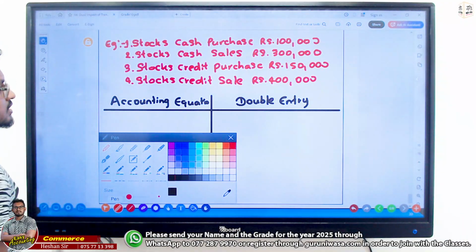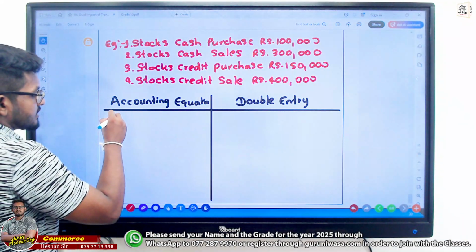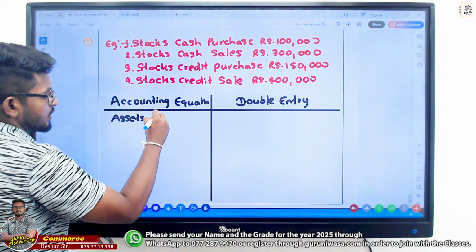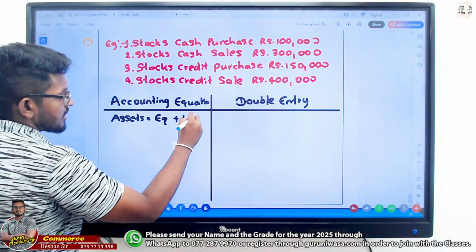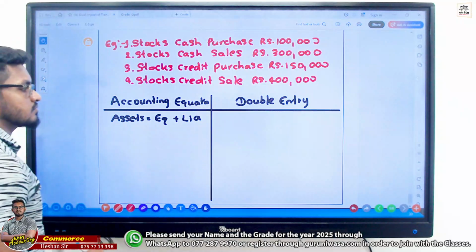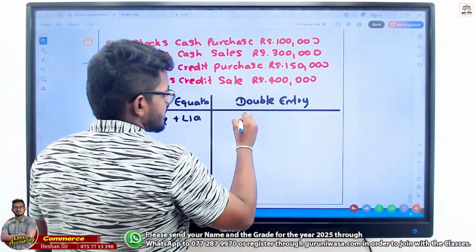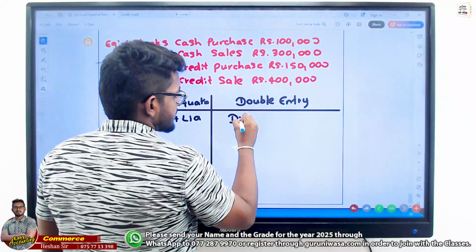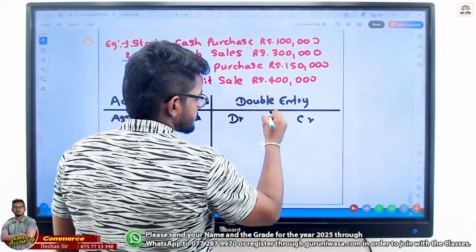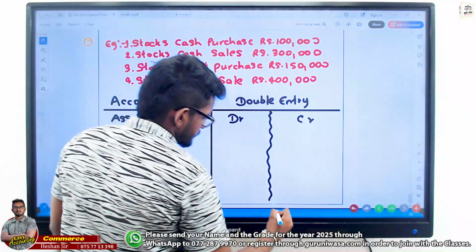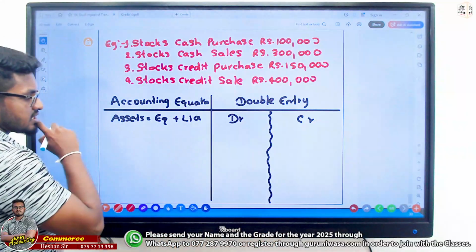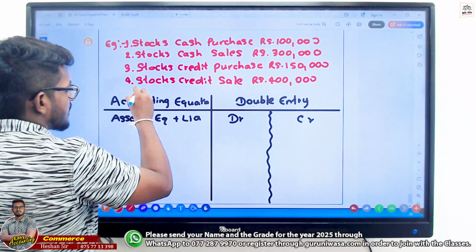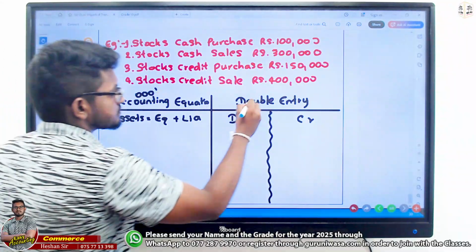Okay. Now I'll take assets equal to equity plus liability. So in here I'll divide this into the debit entry and the credit entry. I'll take these four like this, all in thousands.